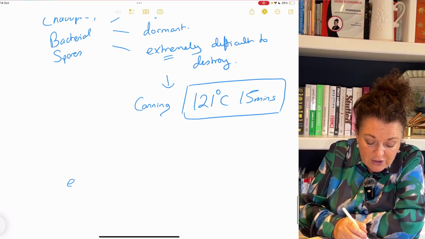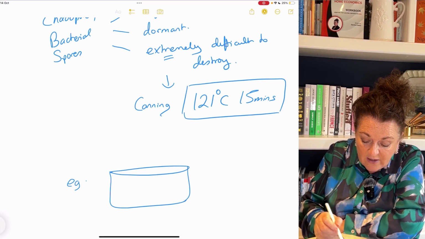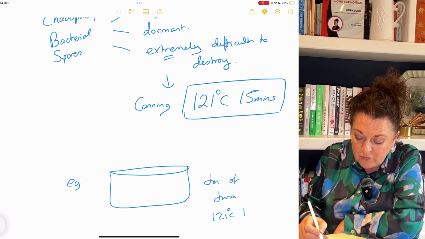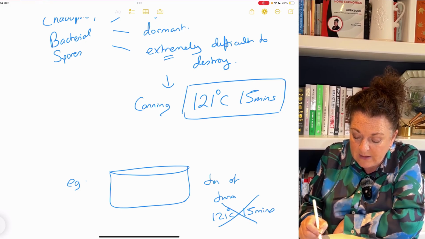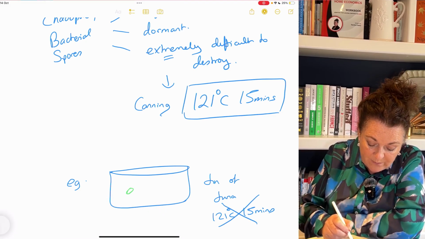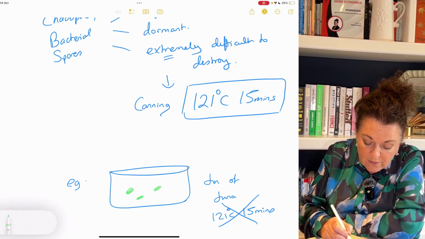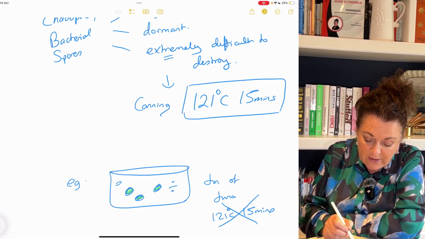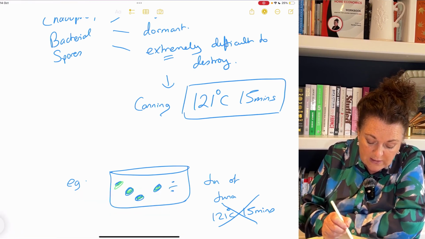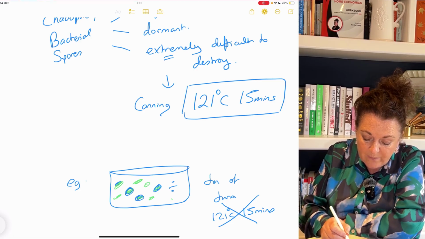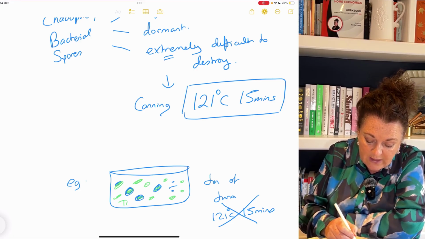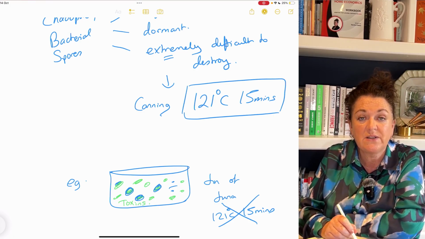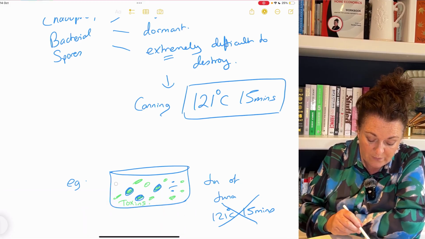So can you just imagine, inside a tin of tuna, for example, where 121 degrees centigrade for 15 minutes has not been adhered to. What will happen is, these spores of Clostridium botulinum start to divide again, and you end up with lots and lots of new bacteria, and they divide again, and they produce toxins inside the tin. After a while, there'll be so many toxins in the environment, all the bacteria will end up dying.